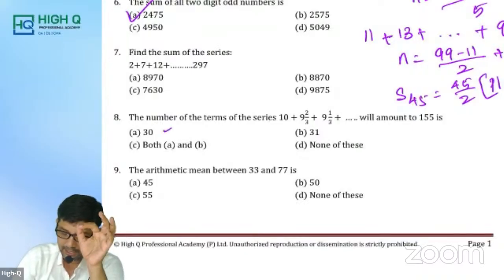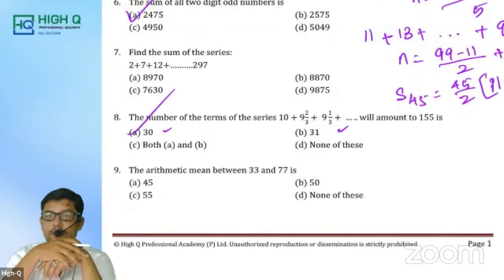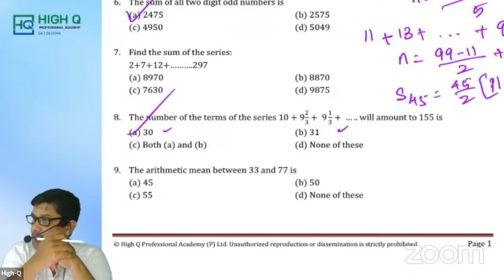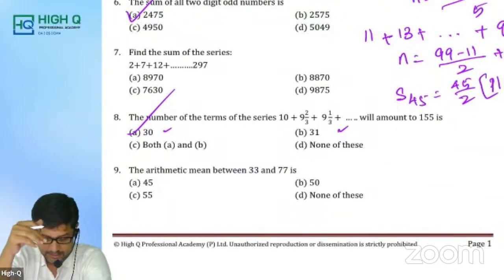So my answer can be 30 or 31. The n value can be 30 or 31. Here, the smallest value will always be my answer. 30 is the smallest value, and that is going to be my answer always. Say yes or no, my dear. Yes. Next.